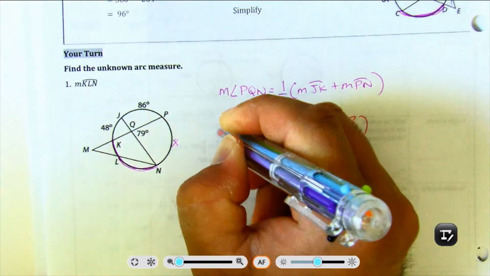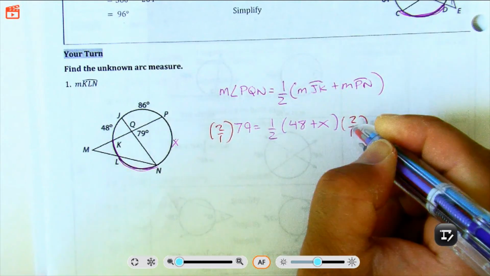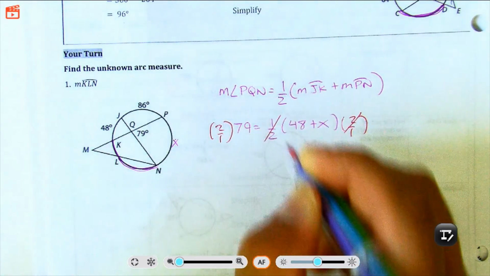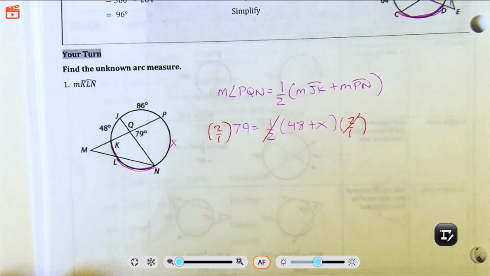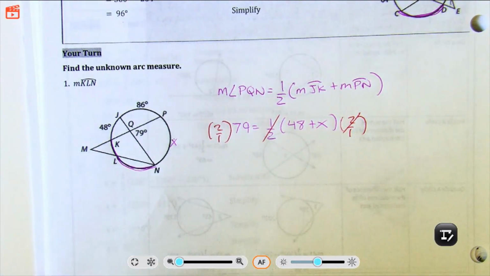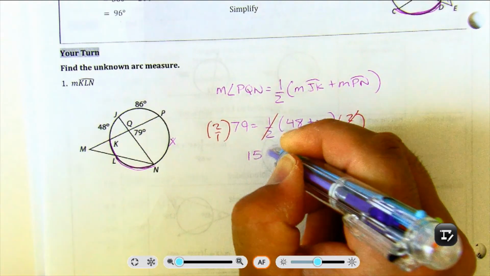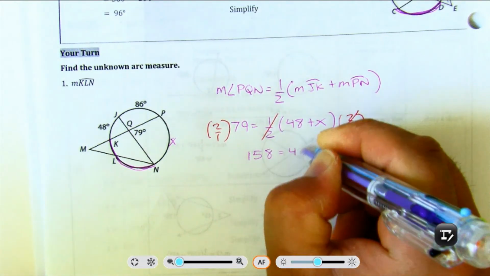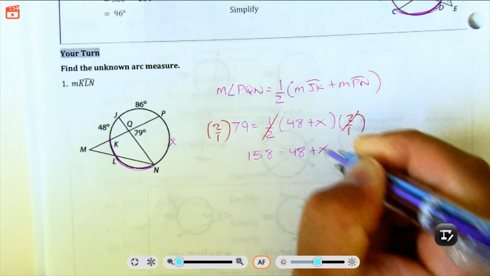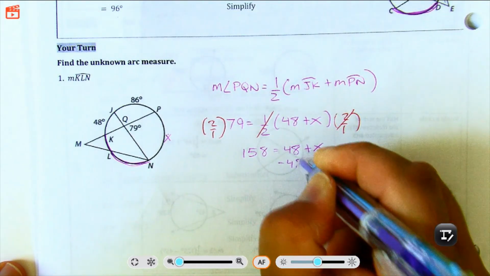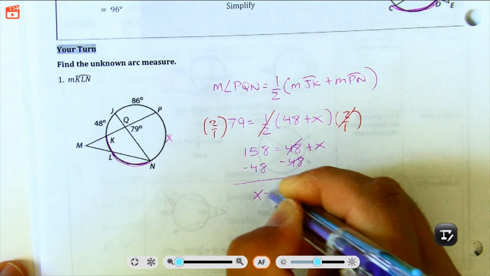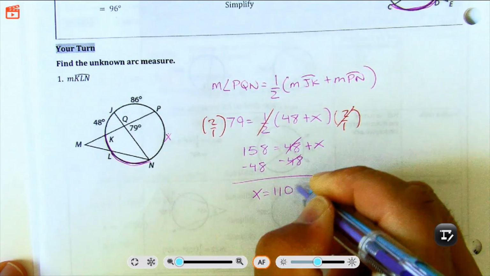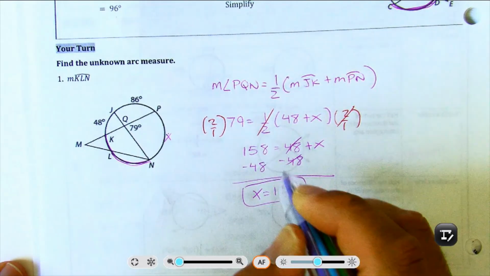And 79 times 2 is 158. So I'm left with 158 is equal to 48 plus X. I could subtract 48 from both sides, and I'm left with X is equal to 110 degrees. And that is what I need. It's like a puzzle. We need this piece to find the other piece.